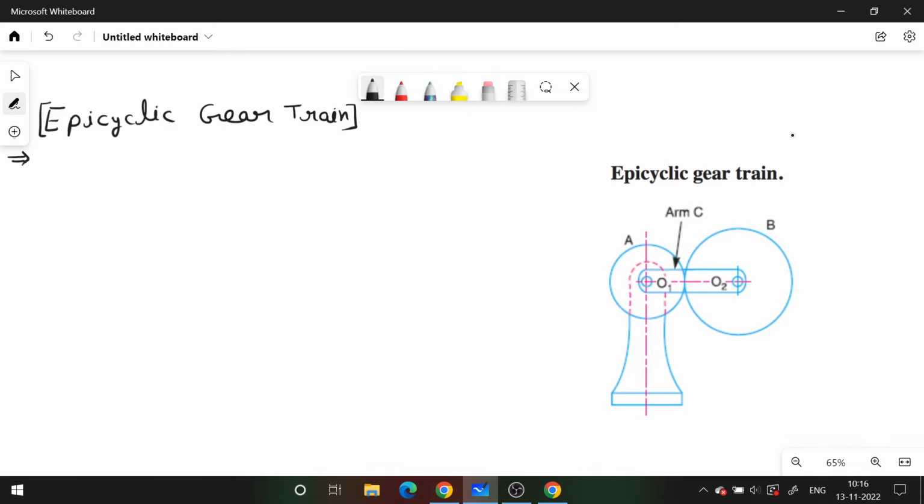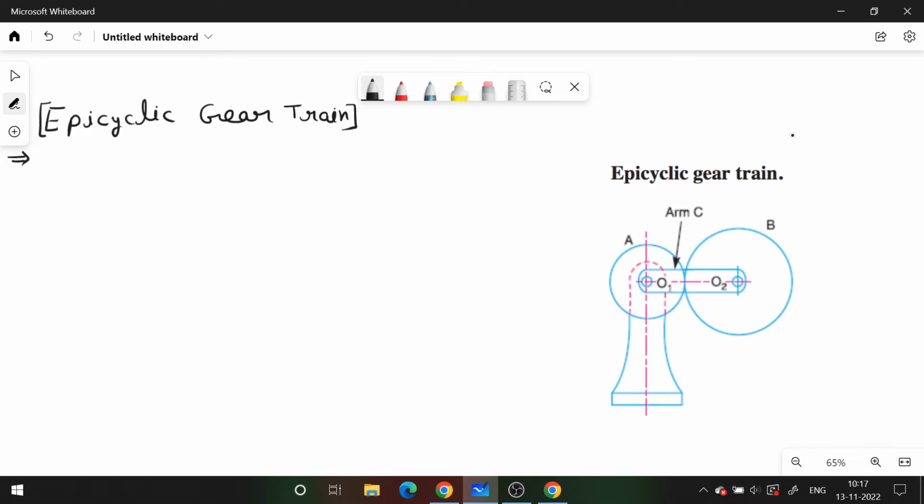In an epicyclic gear train, at least one of the gear axes is in motion relative to the frame. Here, gears A and B are meshing with each other along with an arm. The arm and gear A have a common axis at O1 about which they can rotate. So gear A and arm C can rotate about a common axis passing through the point O1. Gear B has its axis of rotation at O2 on the arm.